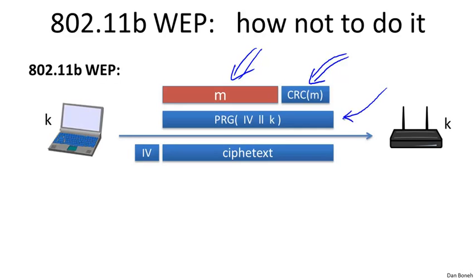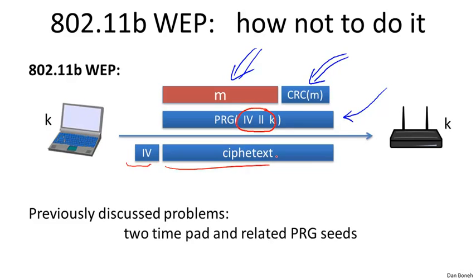Then the result is encrypted using a stream cipher, in particular RC4. If you recall, the key that's used is the concatenation of an initial value IV that changes per packet and the long-term key K, and then the IV along with the ciphertext are transmitted to the other side. Now we already saw two problems with this approach.